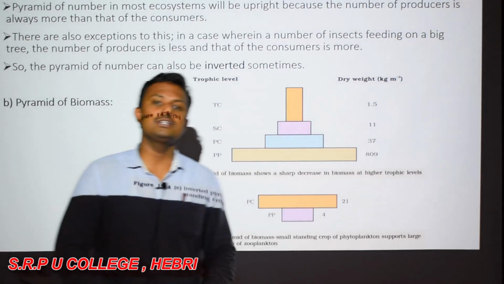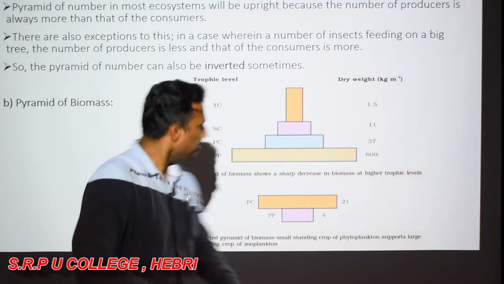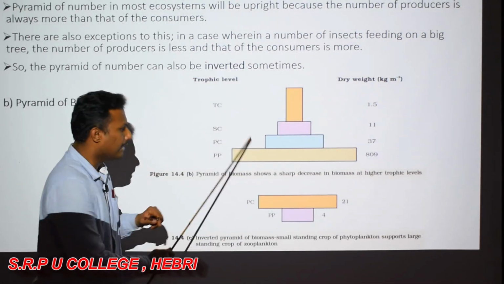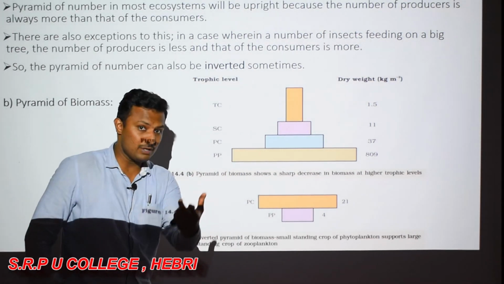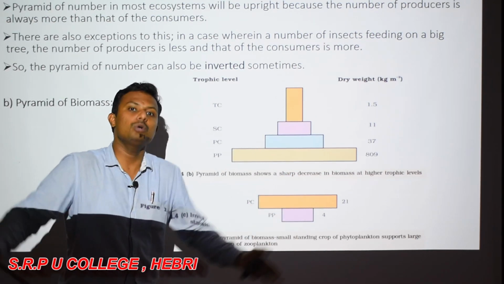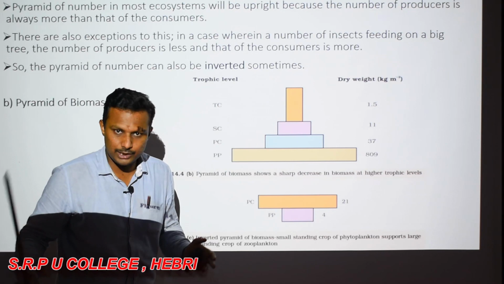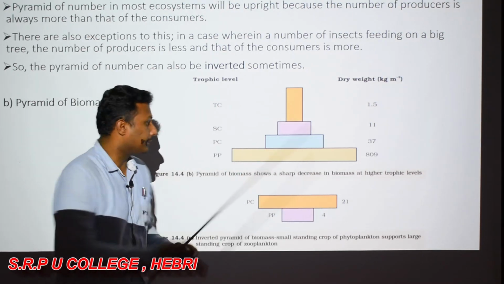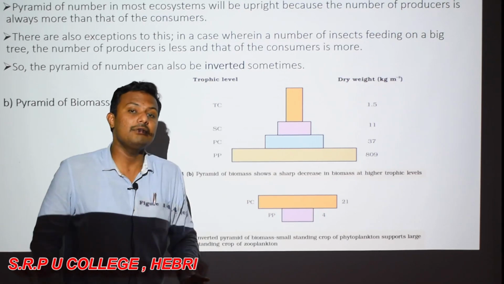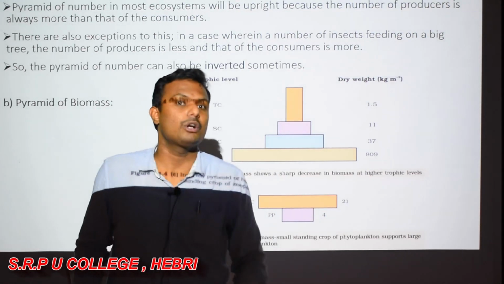Again, if you consider the same grazing food chain, and take grass or rabbit, the number of grasses is more, and obviously it will also account for a huge biomass there. Correct? And similarly, the number of rabbits is more. You are going to consider each and every living organism present in that particular trophic level.